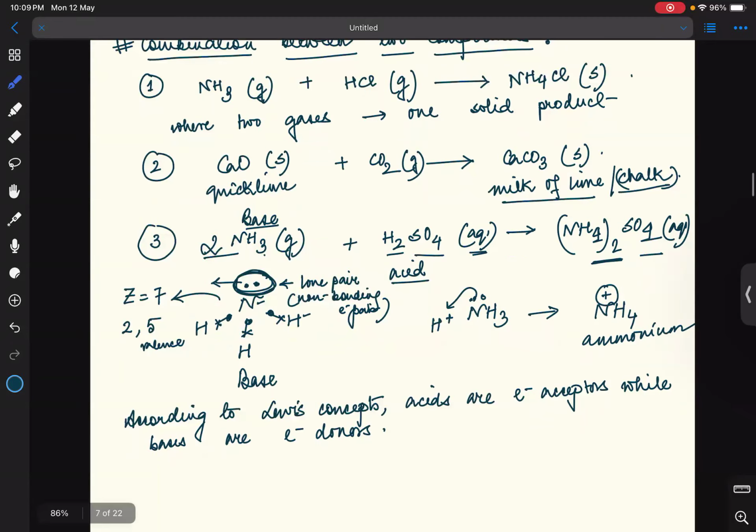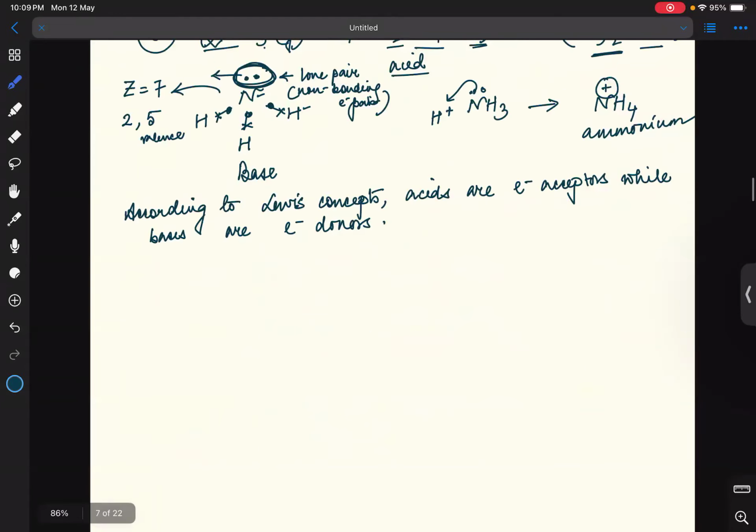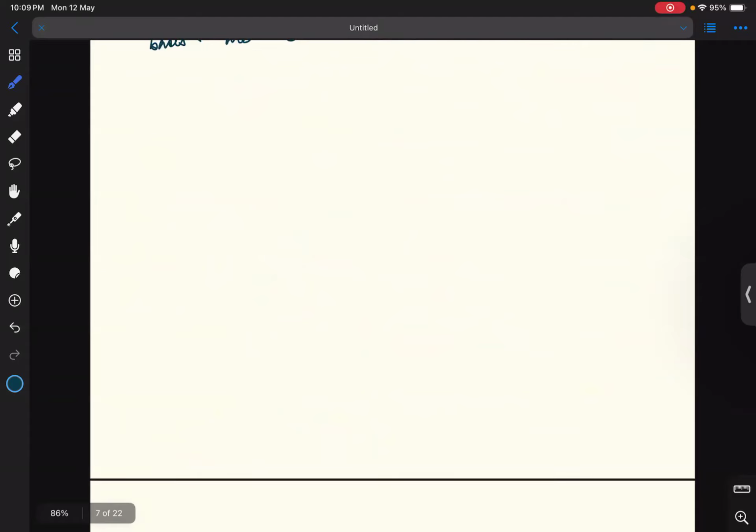Now, this is a very concise concept for your standard. I'll explain it in the next chapter, which is acid, base and salt. Okay. Now, let's come to combination reaction between an element and a compound.